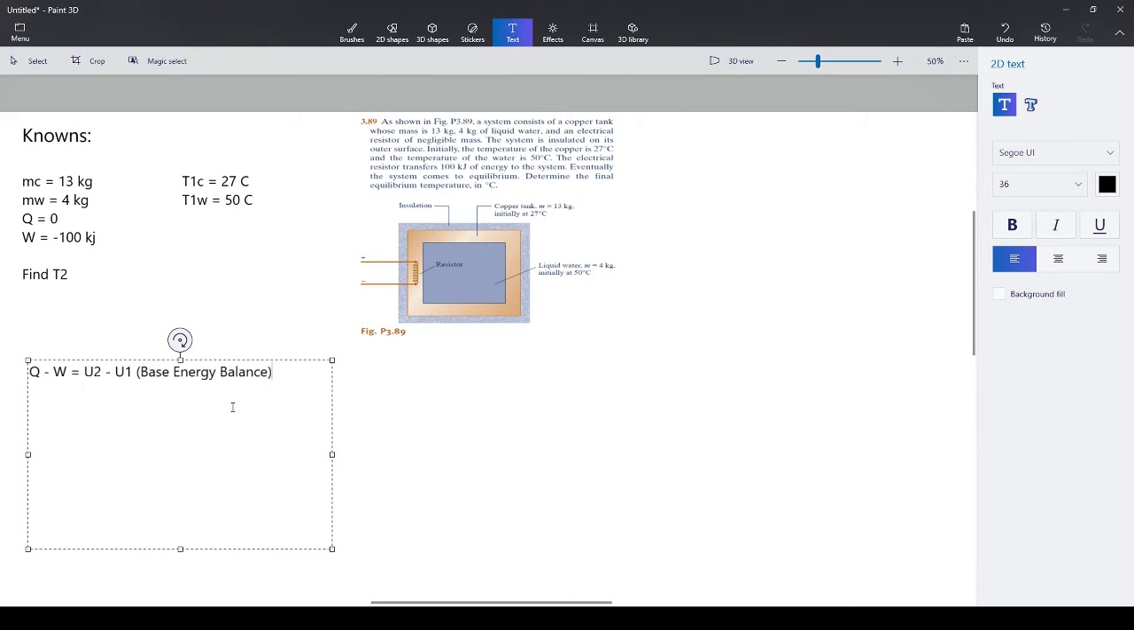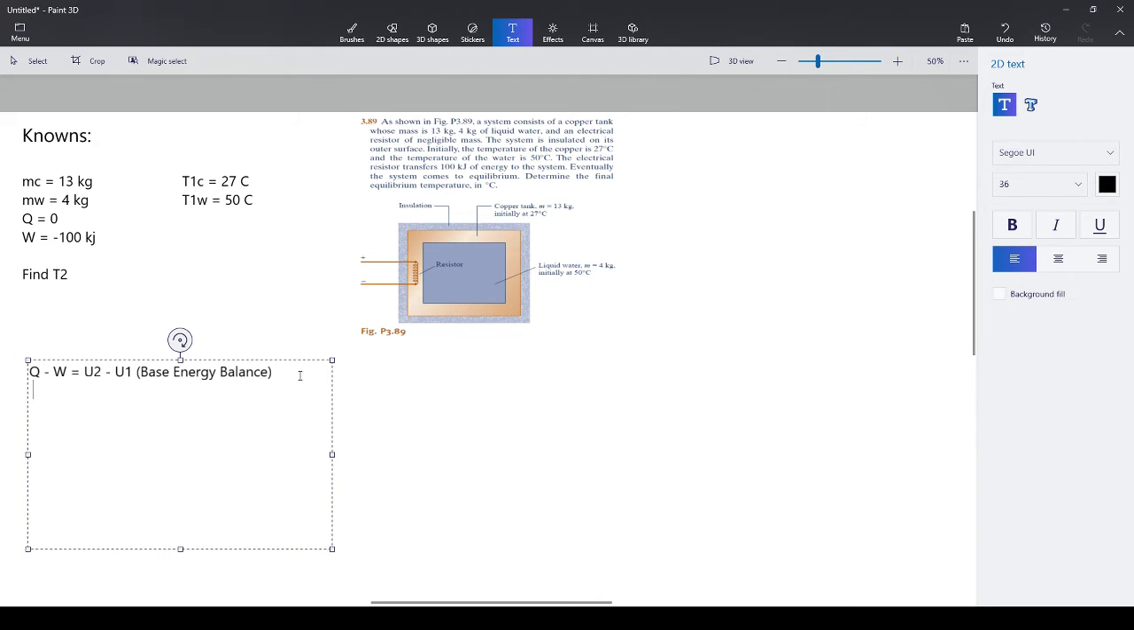So this is the base energy balance for us. Does this help us? The answer is yes, it does help us. And the reason why it helps us is that we are trying to figure out how we can relate one thing to another, right? And so, right here, Q is gone, because Q is equal to 0 for this.